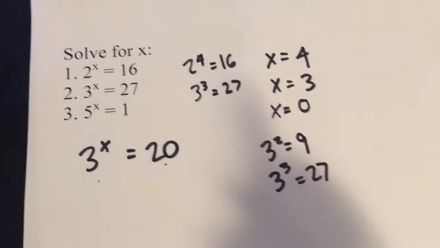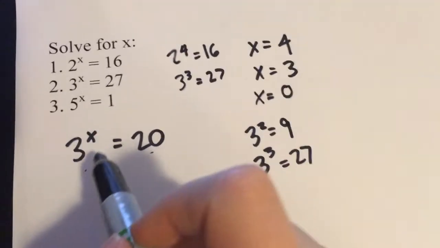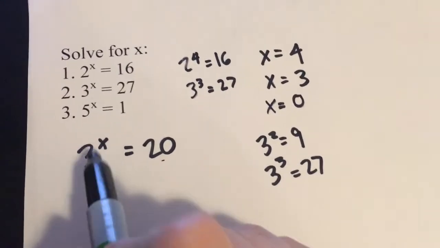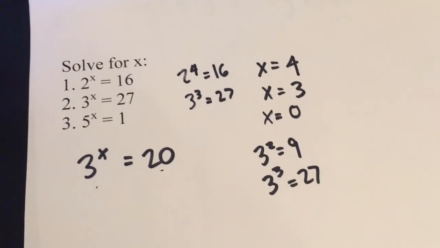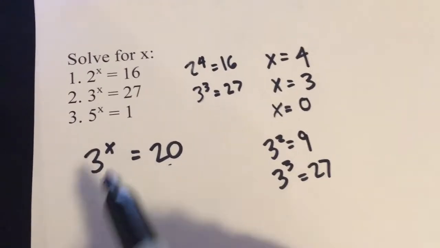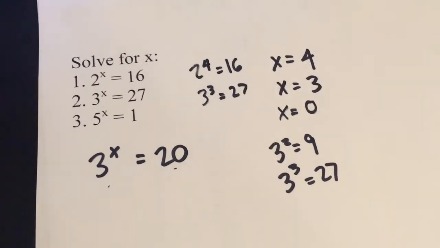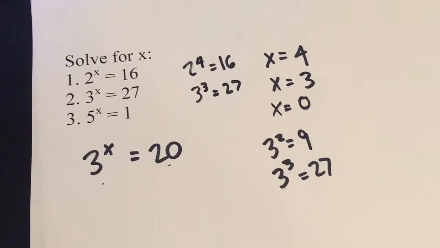In order to solve this equation for x and get an exact value, and there is an exact value, it's a decimal, not a whole number, we need to basically reverse the exponent in this equation. The inverse function for an exponent is what's called a logarithm.